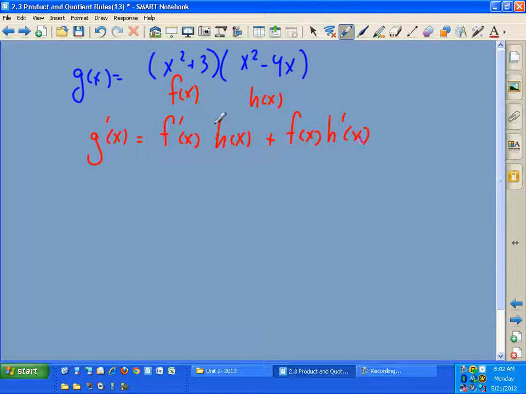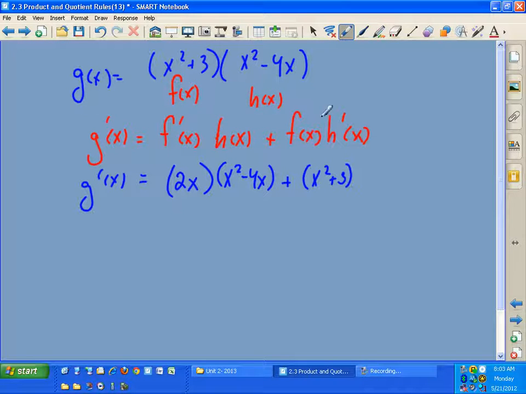And so now if I just go ahead and do that, I can simplify this. The derivative of g of x, g prime of x, is the derivative of this function, which becomes 2x, and leaving h of x alone, I get x squared minus 4x. And then leaving f of x alone, x squared plus 3, and the derivative of h of x looks like it's going to be 2x minus 4 when I take the derivative of each part. The only thing left for me to do to get my final answer for g prime of x is to simplify this, and that would be to distribute the 2x and multiply these binomials together.